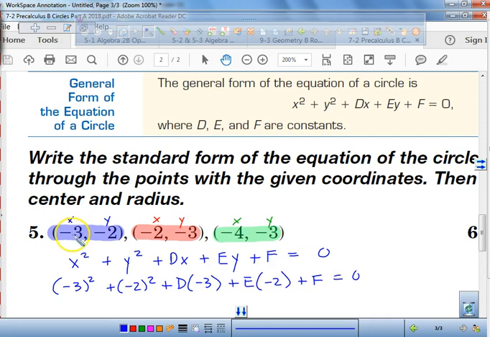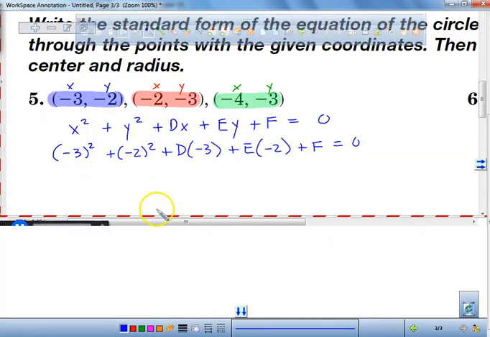See that -3? Where did I plug it in? I plugged it in everywhere I saw an X. See that -2? I plugged it in everywhere I saw a Y. So what is -3 times -3? Positive 9. What's -2 times -2? Positive 4. What does that become?